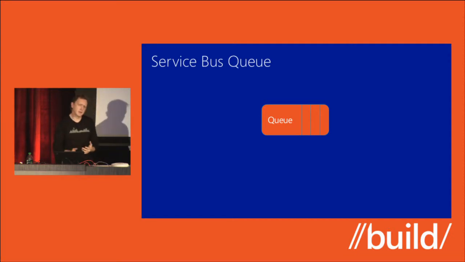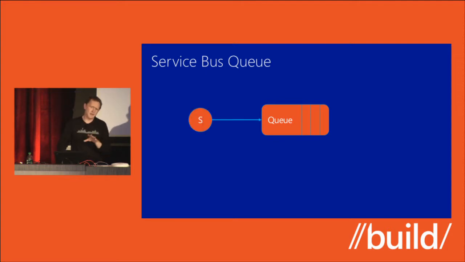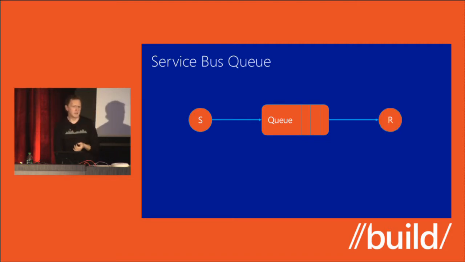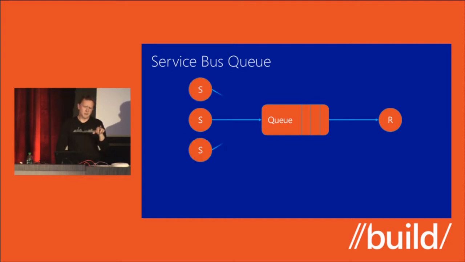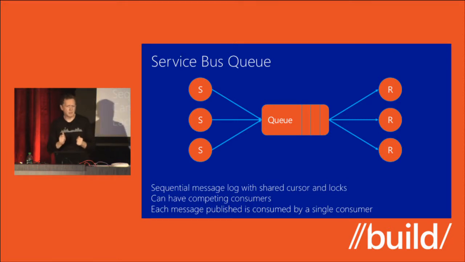So going back to the Service Bus brokered messaging entities, there's the Service Bus queue. With the Service Bus queue, we send messages in. So I have a sender here that sends messages into the queue, and I have a receiver that consumes messages from the queue, just like you saw in the previous example. I can have multiple senders sending messages in, and I can have multiple receivers consuming messages from the queue. But the salient point here is that each message that gets sent by any one of those senders is only consumed by one of those receivers. Okay, so each message is consumed just once.